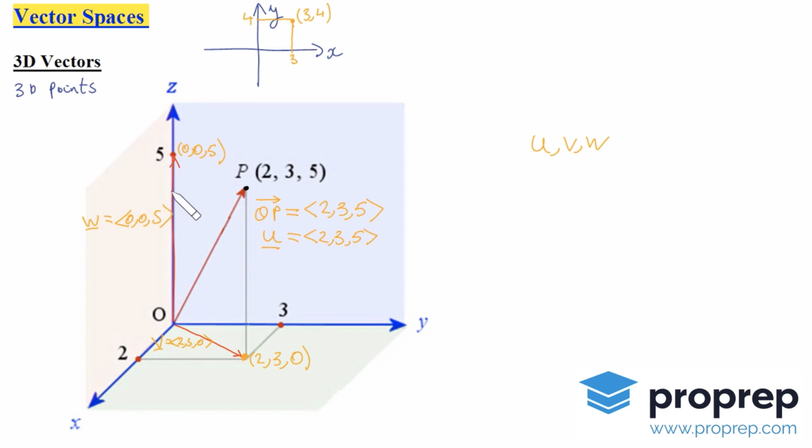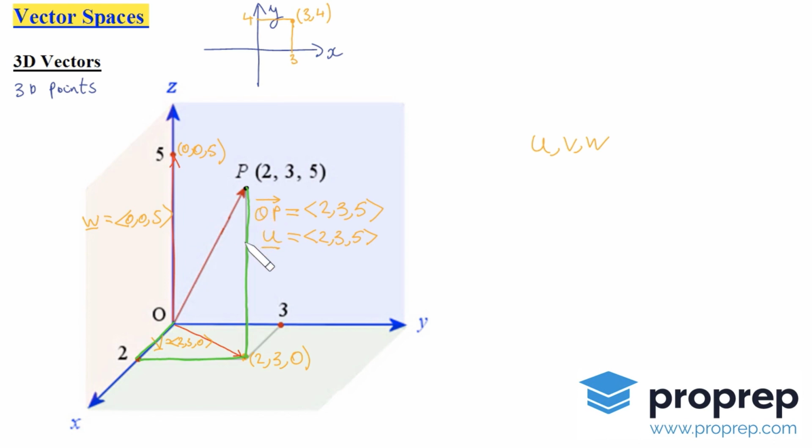It's sometimes called the position vector of the point because it tells us where it is relative to the origin. The 2 means we start from the origin and we go 2 units in the x direction. And then the 3 here means we now go 3 units in the y direction. And 5 means we now go 5 units in the z direction. So 2 this way, 3 this way, 5 this way, and we get to the point. That's basically what a 3D vector is. It's a vector which joins the origin to a point in 3D space.